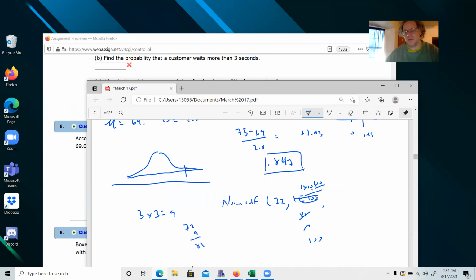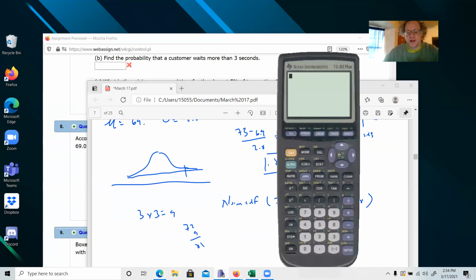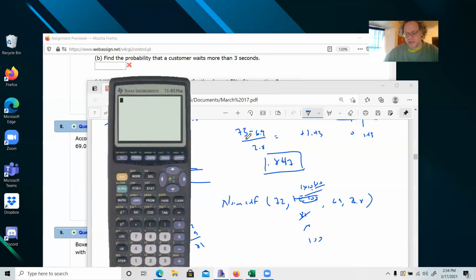Okay, 72 here. And then what was our mean? Our mean was 69, and our standard deviation was 2.8. And that'll be fine. So let me just show you on a calculator. We're going to do both ways. We're going to do to 81, and we're going to do to 100, and you can see how different they are and realize they're really not that bad.